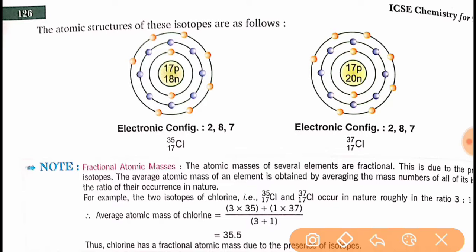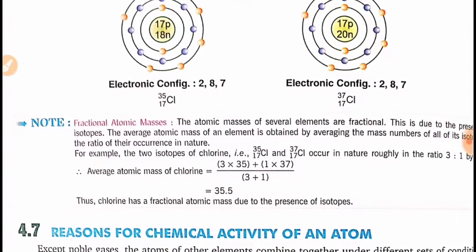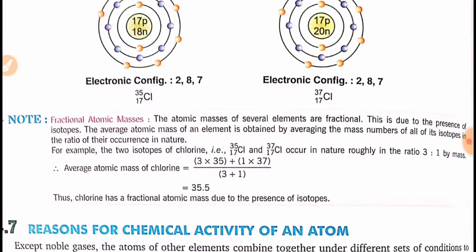One note: why are we taking fractional atomic mass? The atomic masses of several elements are fractional. This is due to the presence of isotopes. The average atomic mass of an element is obtained by averaging the mass numbers of all its isotopes in the ratio of their occurrence in nature. If we take the example of chlorine, in nature it is found in the ratio of 3 to 1 by mass. It means average atomic mass is 3 into 35 plus 1 into 37 upon 3 plus 1.